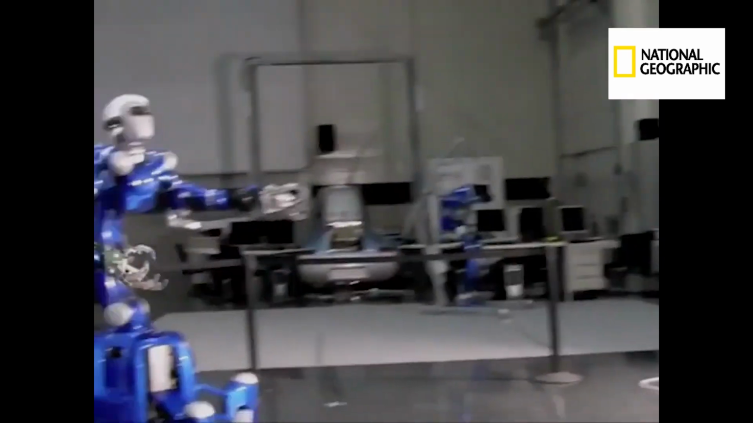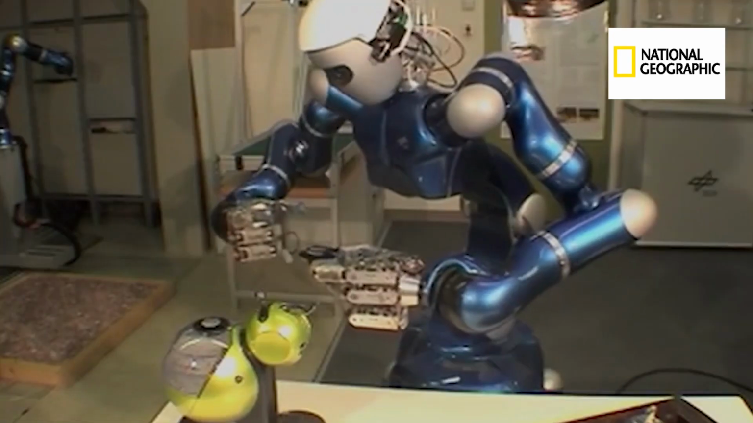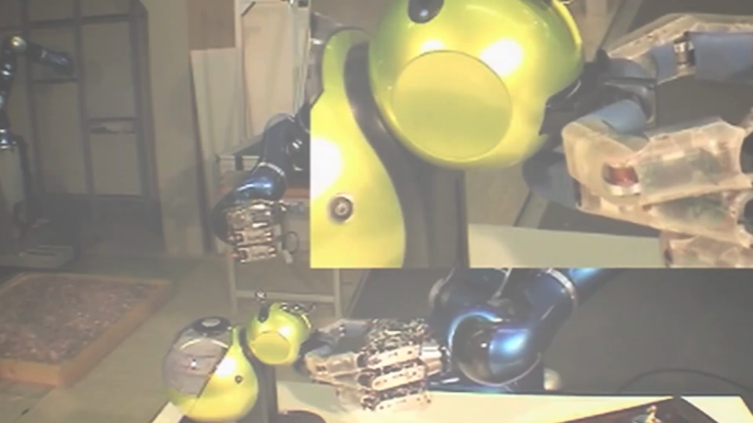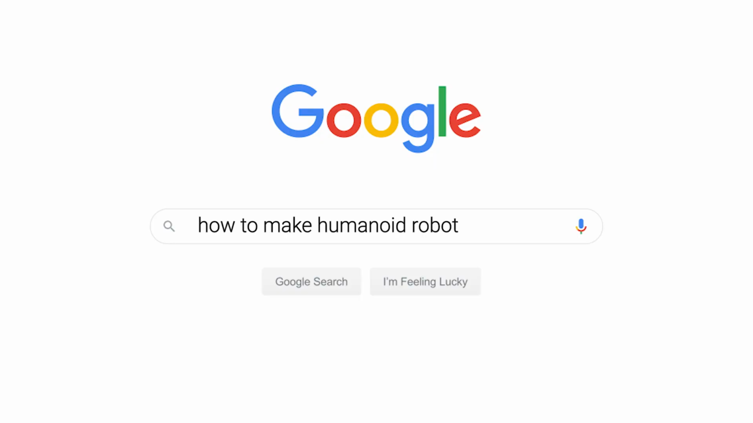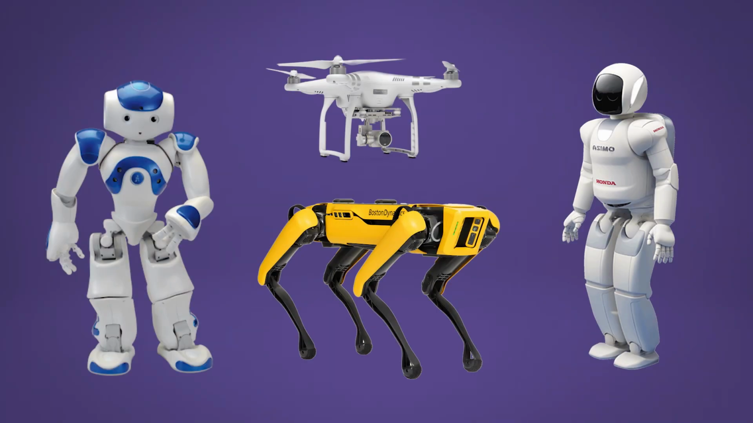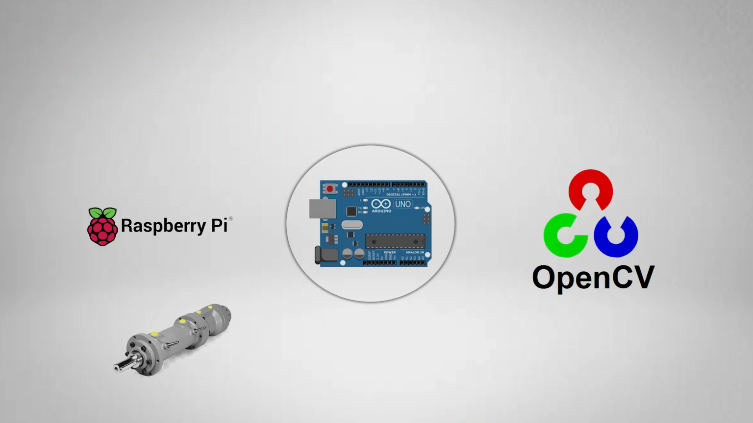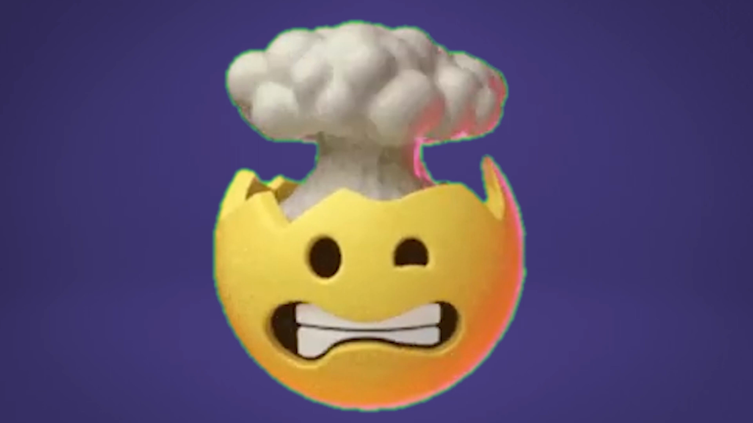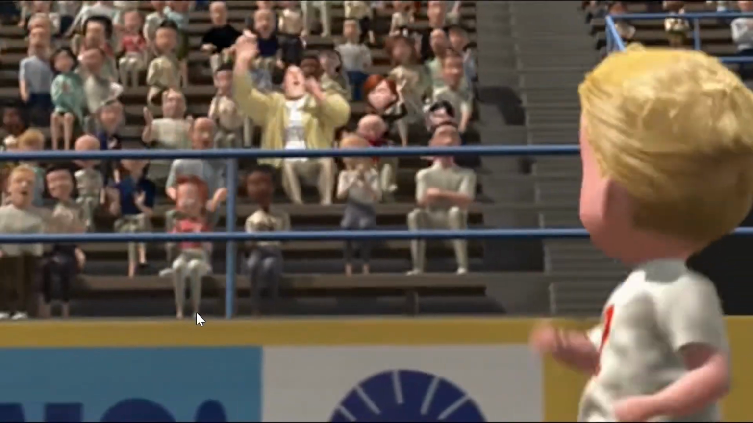When I first saw this robot catching balls on Red Geo, I found it so cool that I decided to build one for myself. Eventually, I started searching on Google and YouTube, and while searching, I discovered some cool robots. But I was also bombarded with terms like Arduino, actuators, Raspberry Pi, OpenCV, ROS, kinematics, machine learning. I was completely blown away. By the way, I was 15 at that time.